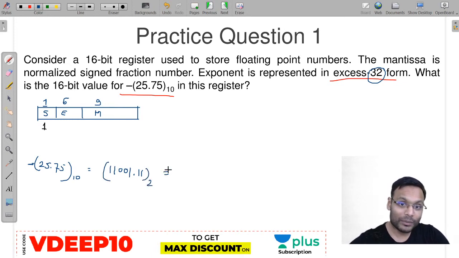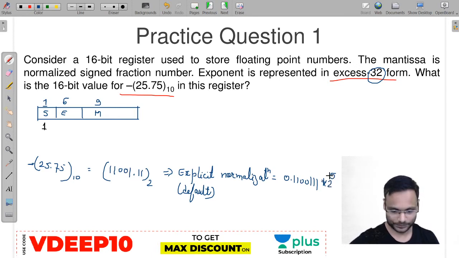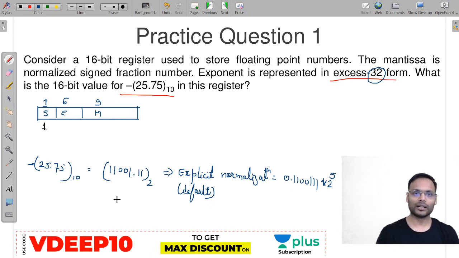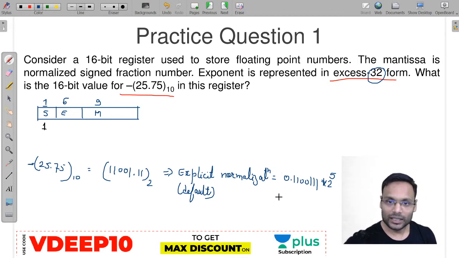Now, what normalization? Explicit normalization. Why? Not given in the question, then it is the default. If we do explicit normalization, what will we get? 0.11001111 into 2 power how much? 1, 2, 3, 4, 5. Not 0.001. It will be 0.11, since 0.75 is 0.11, which is 3 by 4. Okay, so this is the normalized answer.